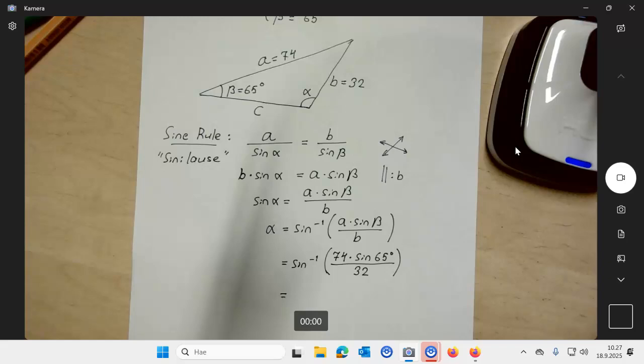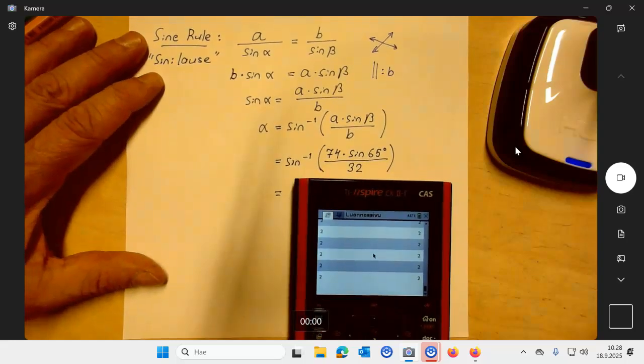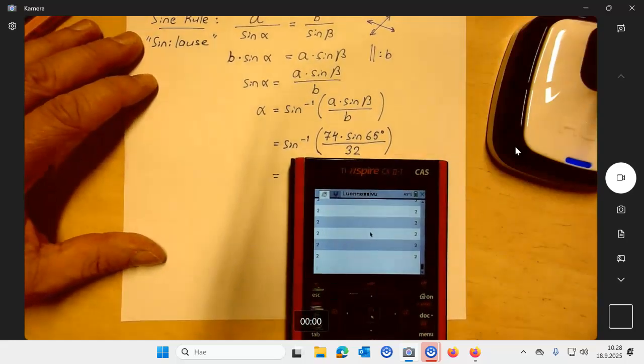I had an exam before these lessons, and I have 10 calculators with me, so for students to borrow or lend.